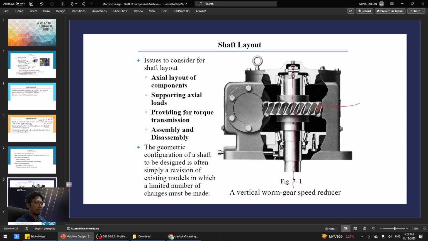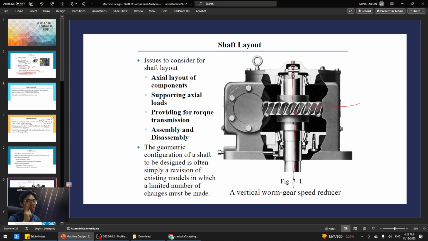So you nampak kat sini dia ada bearing. Ni bearing yang berbentuk silinder. Kita panggil dia taper bearing, cylindrical tapered bearing. You boleh bayangkan tak dia nak pasang shaft ni, mula-mula dia kena masukkan dahulu bearing ni, kemudian dia tekan. Selepas dimasukkan bearing, baru dimasukkan shaft. Selepas dimasukkan shaft, baru dimasukkan helical gear.